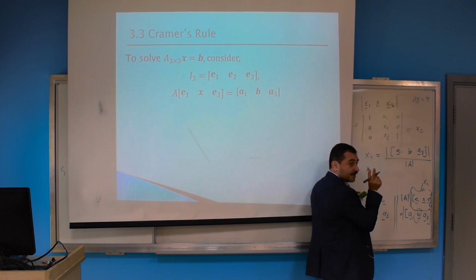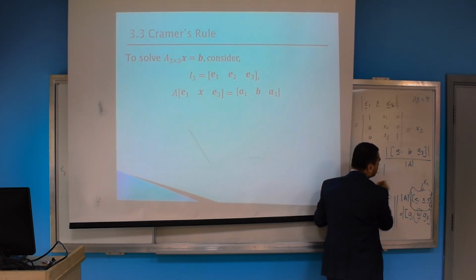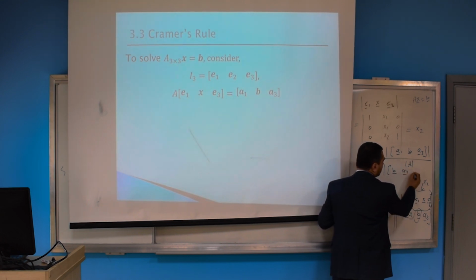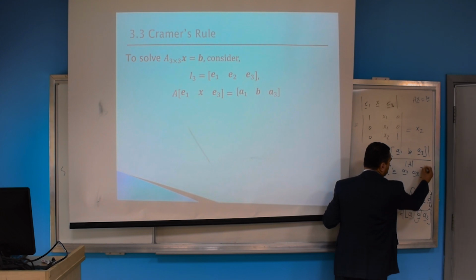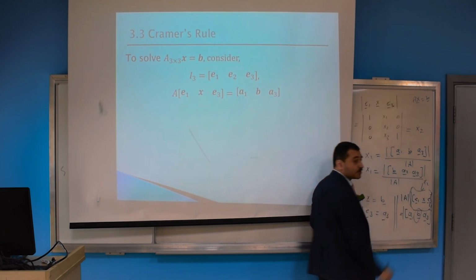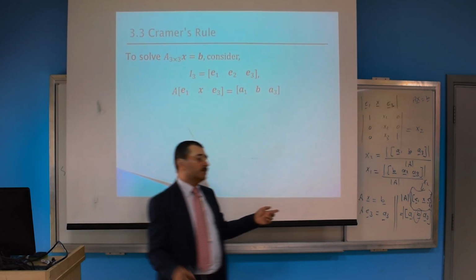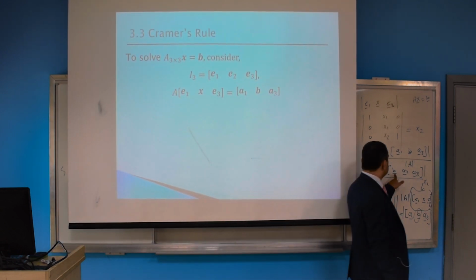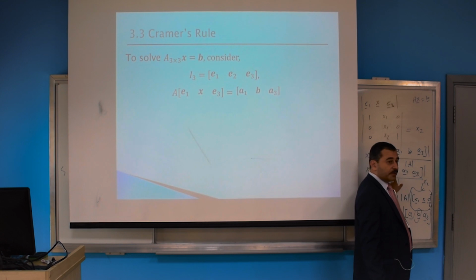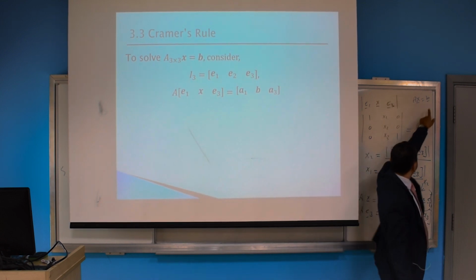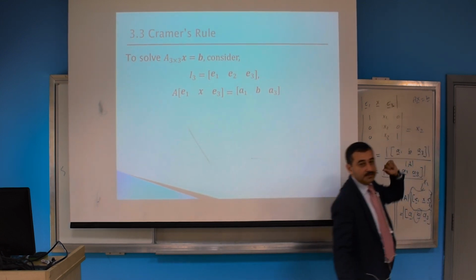X1 is a variable, a scalar, equal to the determinant of [B A2 A3] over the determinant of A, and so on. So according to the position of your variable, you replace the column of A with the corresponding vector B.